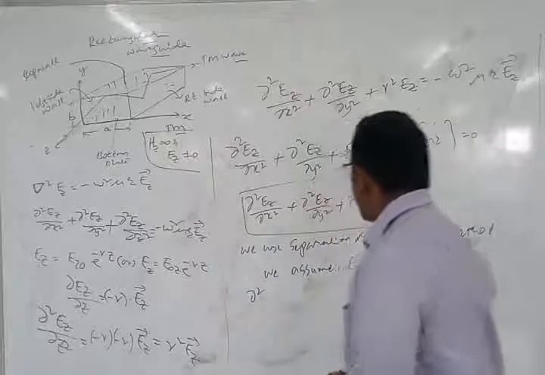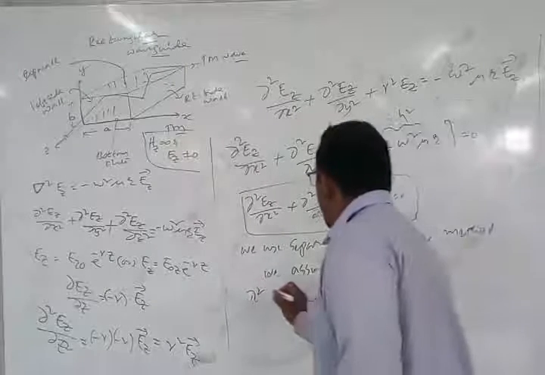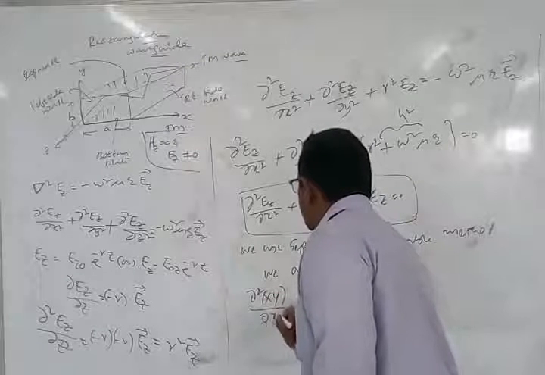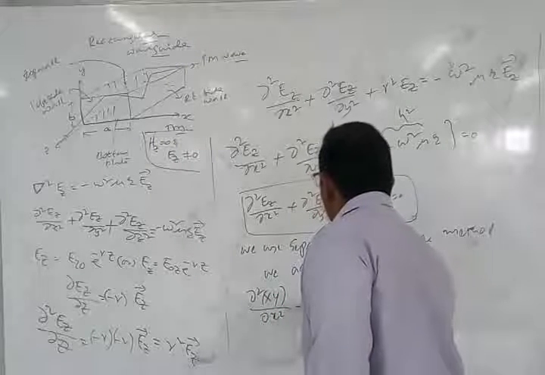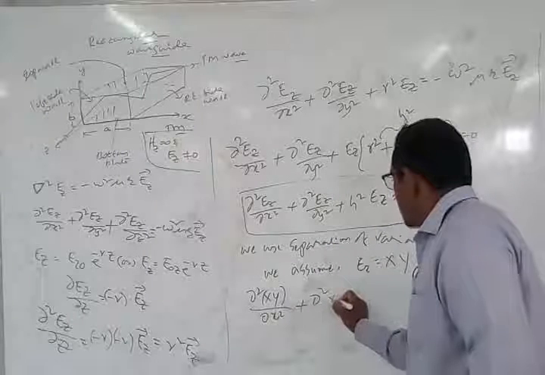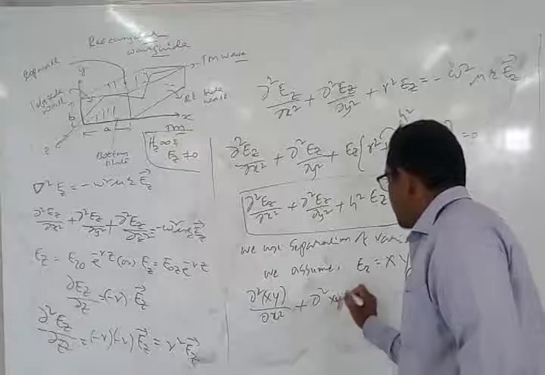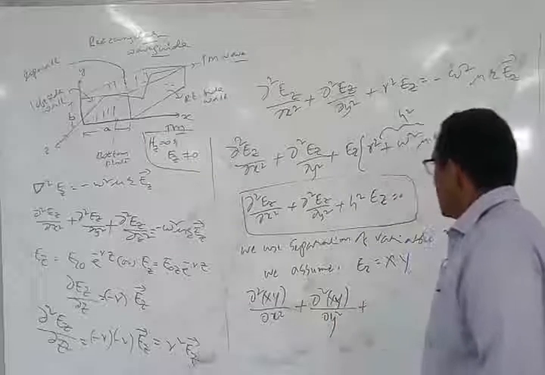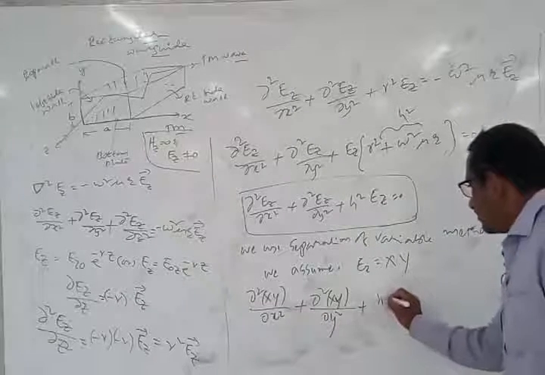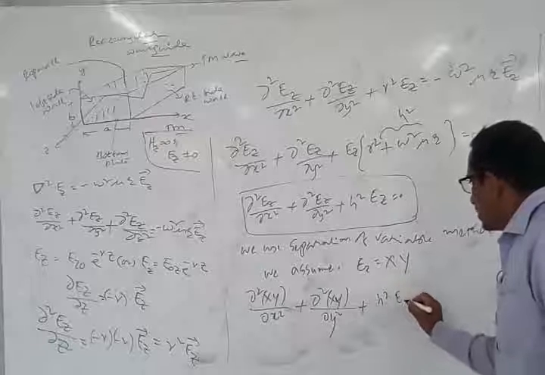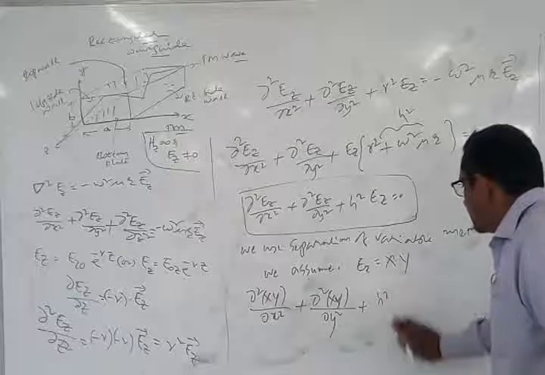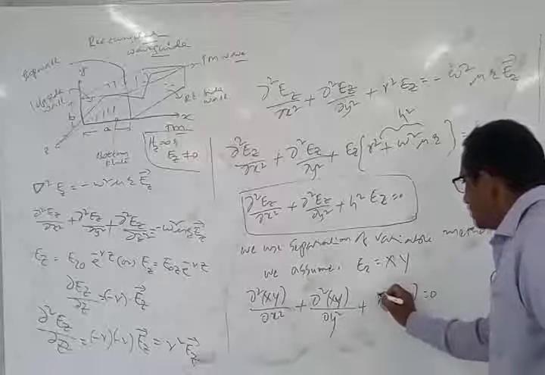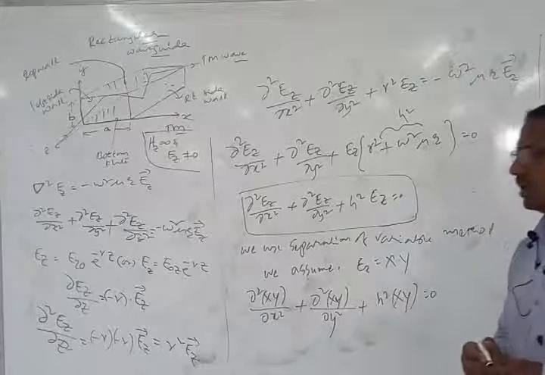Dou square XY by dou x square plus dou square Ez, meaning capital X capital Y, by dou y square, plus h square into XY. Ez means Ez is XY, no? So XY we will write is equal to 0. So that is the equation we normally write.